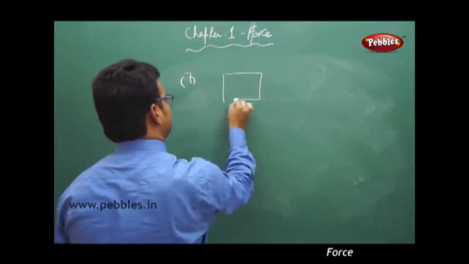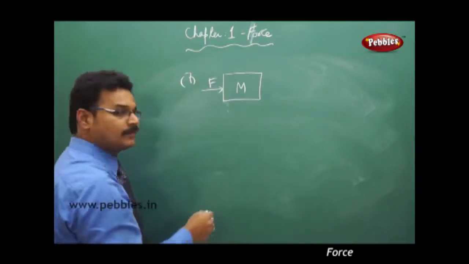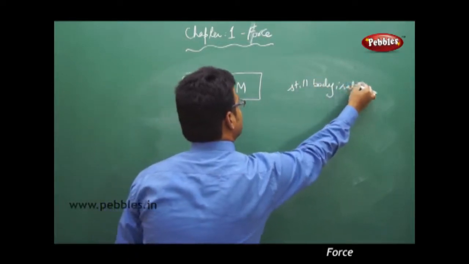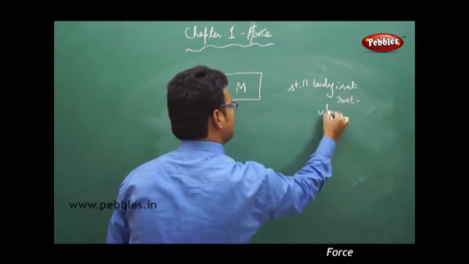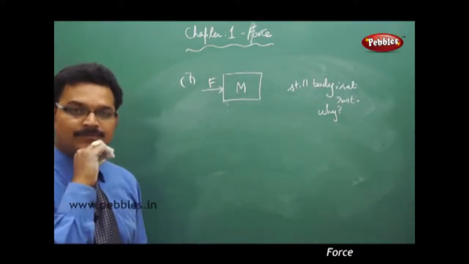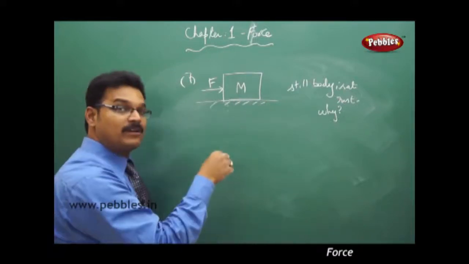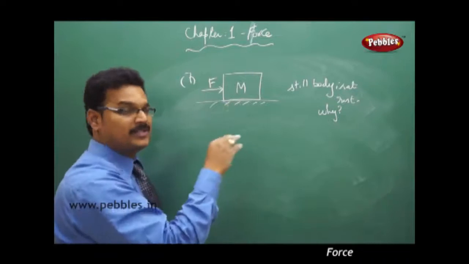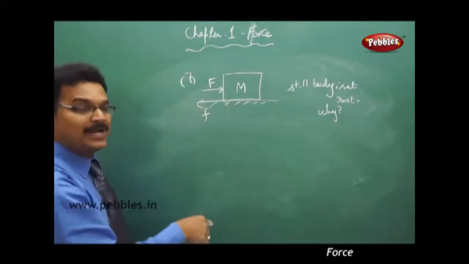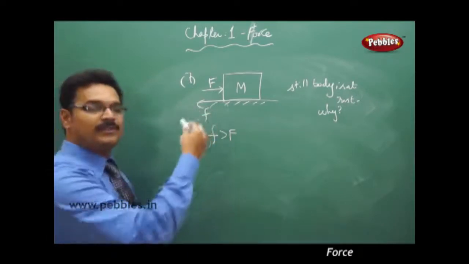There is a heavy object and it is applied by force F. Still, the body is at rest. Question is why? Why is the body at rest even though the force is applied? The answer is, as the body is on the ground, there is a contact force between the body and the ground surface, and the contact force is frictional force. Even though the force is applied, the body is not moving, because frictional force is greater than the applied force. That's why the body is not moving.